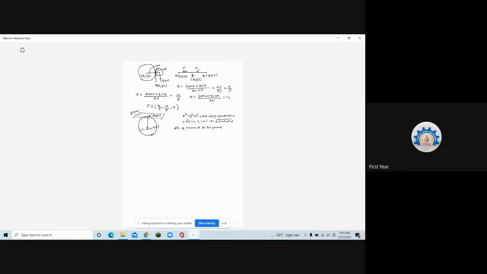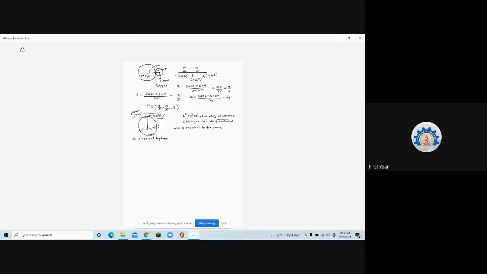Yes, CP is the normal to the plane. Line CP is normal to the plane. What do you mean by normal? Perpendicular to the plane. So CP is normal to the plane. How do you find direction ratios of any line where two points are known? Very good. I've written x1, y1, z1 as the point P. So it is x1 plus u, y1 plus v, z1 plus w. This is your a, b, c. Correct?